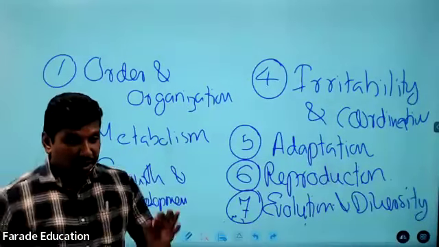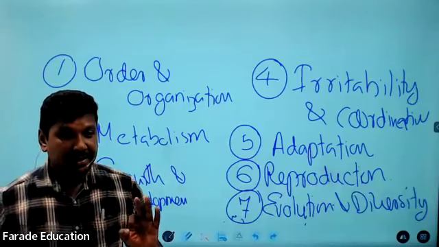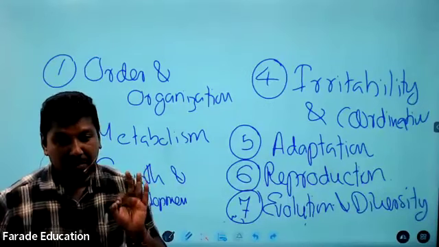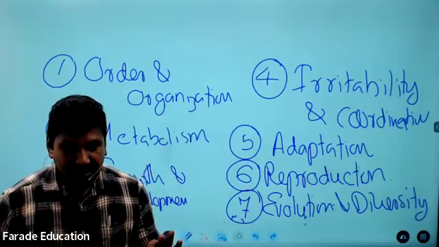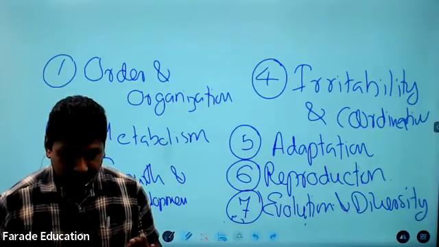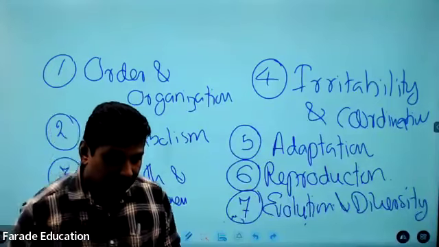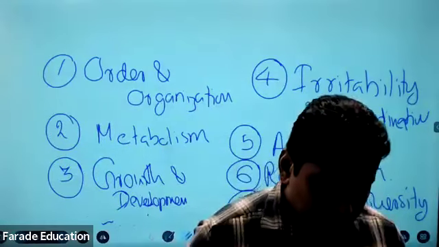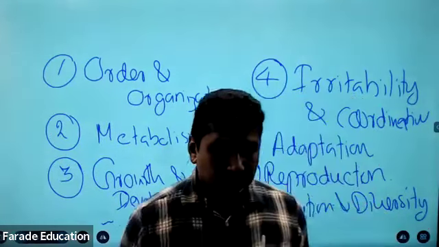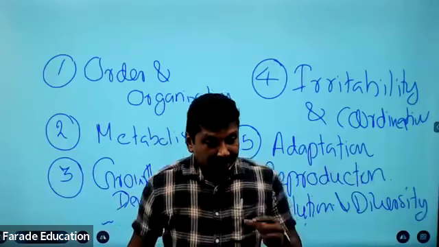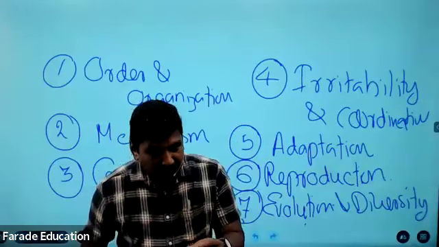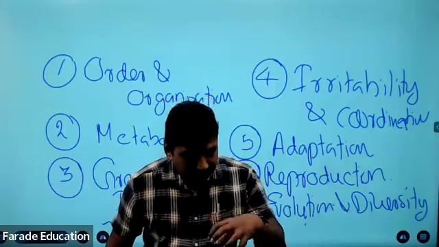So all these 7 characteristics are very, very important. You have to remember. Now, are you clear with it? Clearly understood? Only the genetic mutations are new genetic changes.